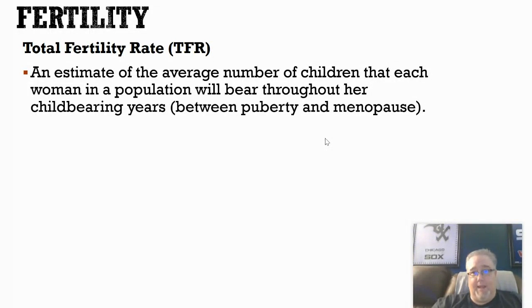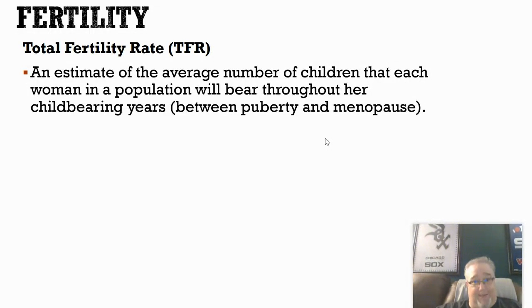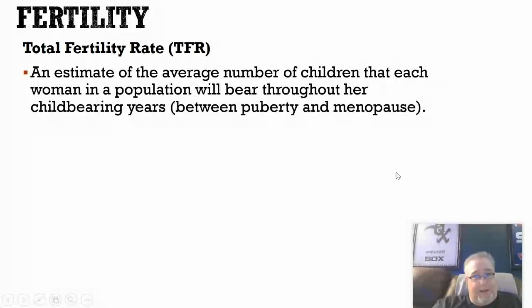her childbearing years. Now, childbearing years, that doesn't mean her entire life, because when she's 3 years old, she's not having kids. When she's 84, she's not having kids. So this is between the ages of puberty and menopause, which for most women is probably around the age of 12 or 13 to, I don't know, maybe her 50s or maybe early 60s, somewhere in that range. It's the range of time in her life in which she is capable of having children.